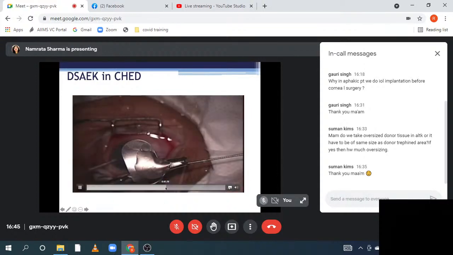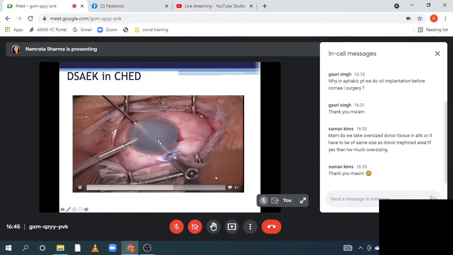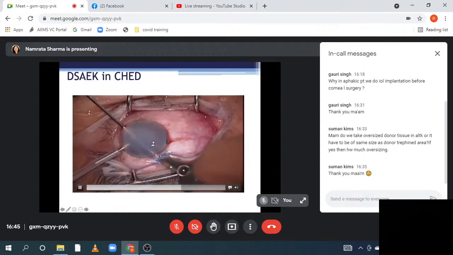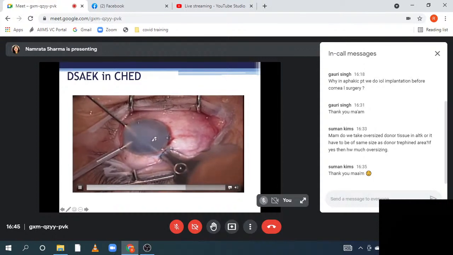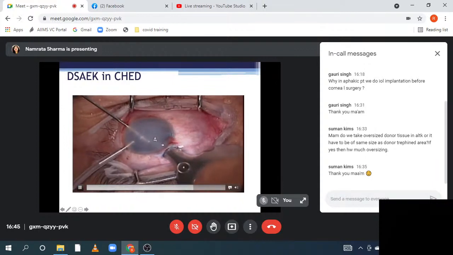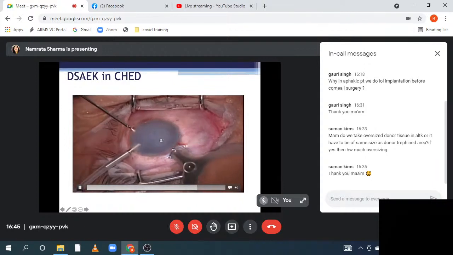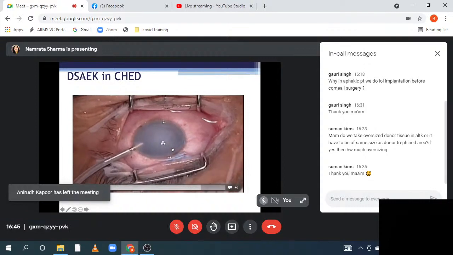And what you need to do is load the graft onto the Busin glide. And then the whole system is reversed. And now the Busin glide is dropped into your wound. And you create a sort of a tunnel so that the graft is tri-folded. It's not bi-folded, it is tri-folded.